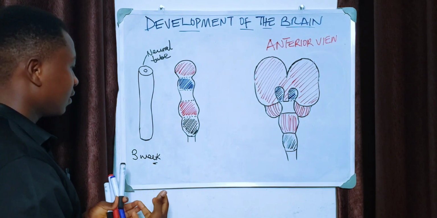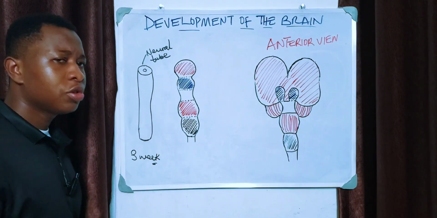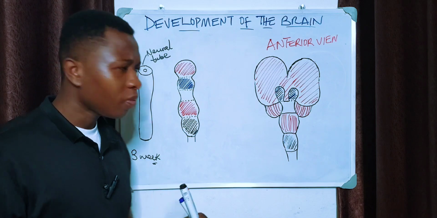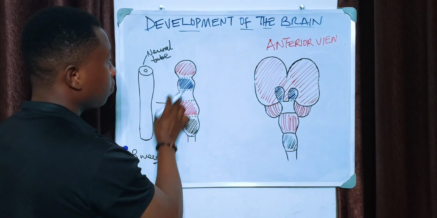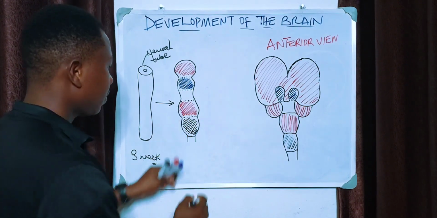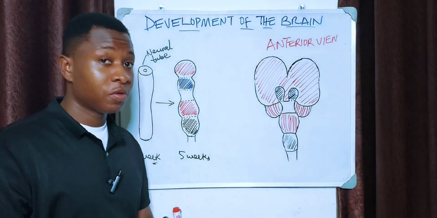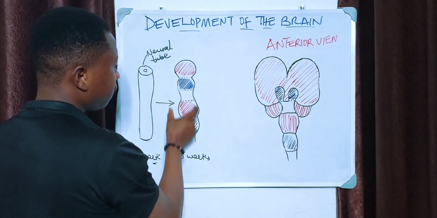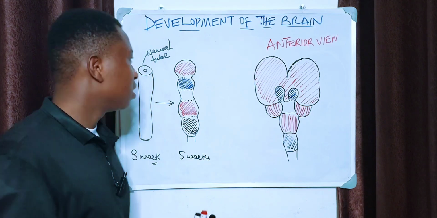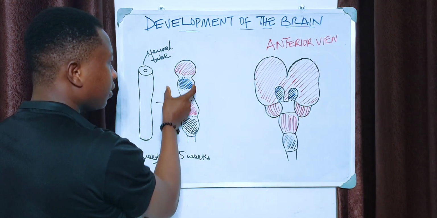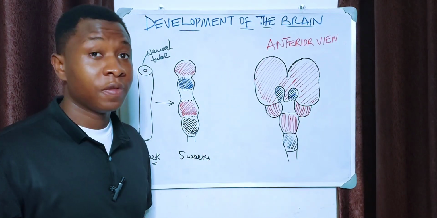Now, after that, you have differentiation. This neural tube begins to differentiate into vesicles, which is this. So this differentiates to form this. Okay, and this is about 5 weeks of gestation. Now, these vesicles are a very important landmark in the brain. That means that these different points give rise to the different parts of the brain.